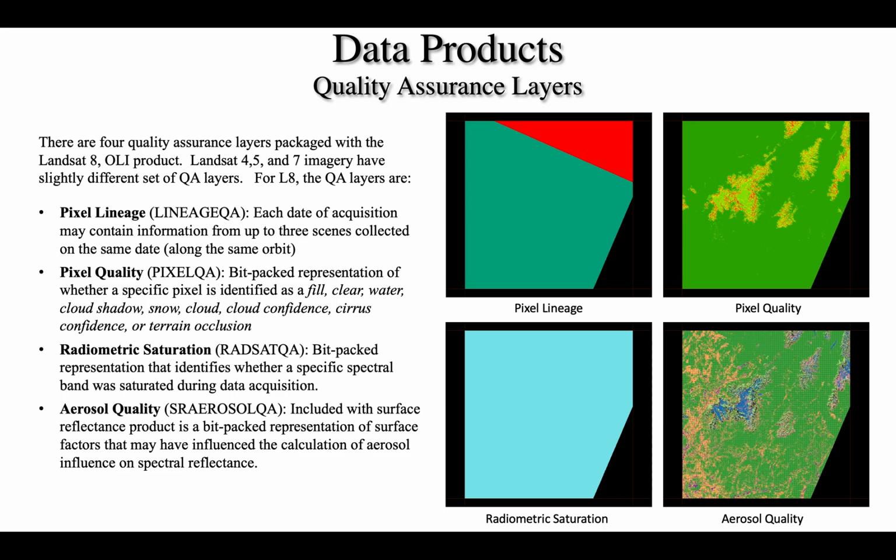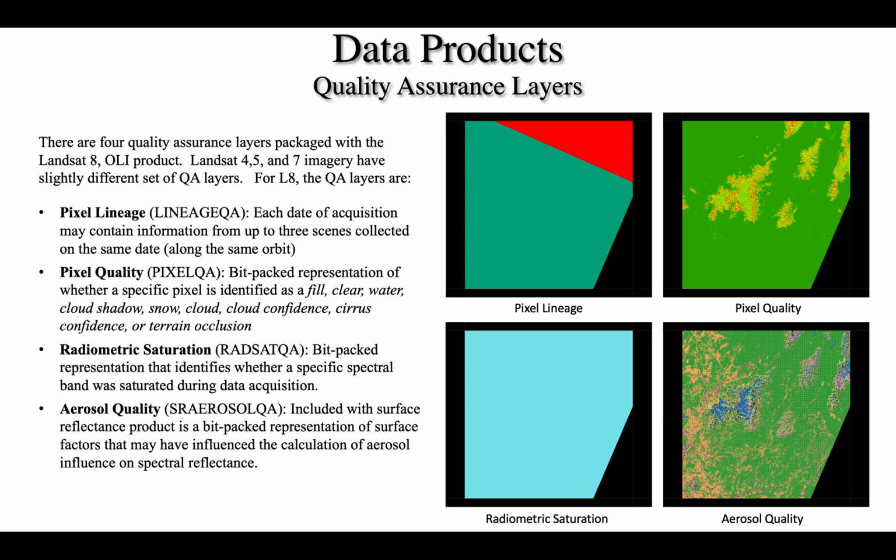There is a layer that identifies pixel lineage. This layer identifies from which image the pixel was collected and essentially represents 1 to 3 possible images on the north-south track of the orbital path. The pixel quality layer is a bit-packed representation of whether a specific pixel is identified as a fill, clear, water, shadow, cloud shadow, snow, cloud confidence, or terrain inclusion pixel. The radiometric saturation is also a bit-packed representation that identifies whether a specific spectral band was saturated during data acquisition.